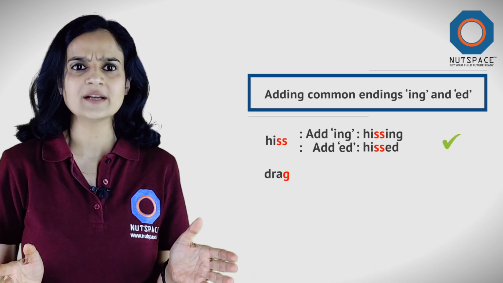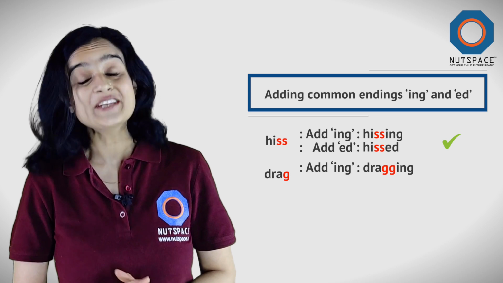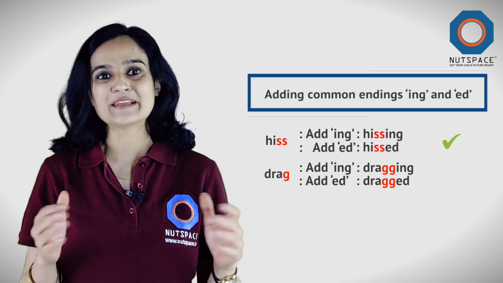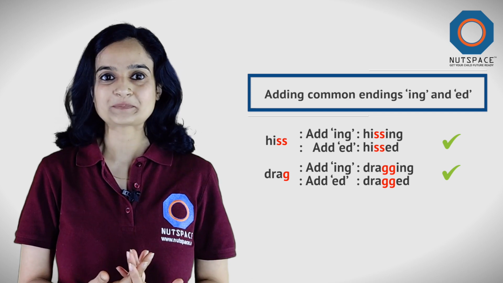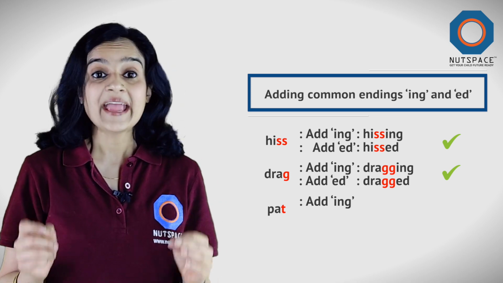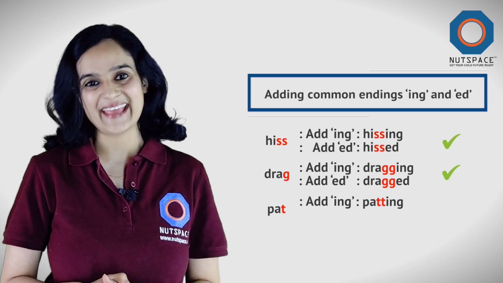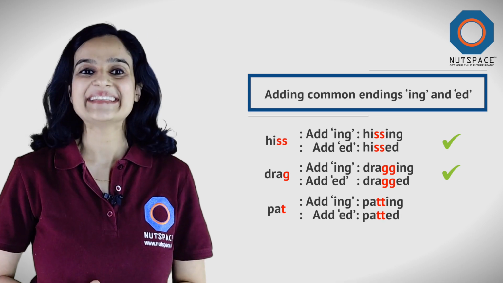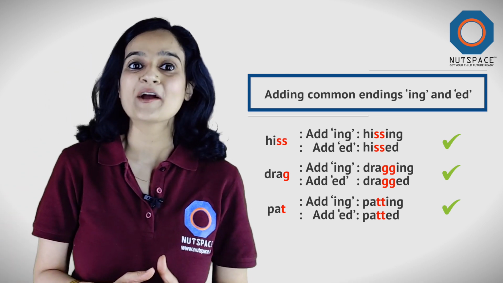Now let's take the second word, drag. When ing is added, it will become D-R-A-G-G-I-N-G, dragging. And when ed is added, it will become similarly D-R-A-G-G-E-D, dragged. The rule is applying here. Now let's take the third word. The third word was pat. So when ing is added, it will become P-A-T-T-I-N-G, patting. Yes. And when ed is added, what will it become? You're right. It will become P-A-T-T-E-D, patted. You're absolutely right, and I think you've got a hang of the rule.